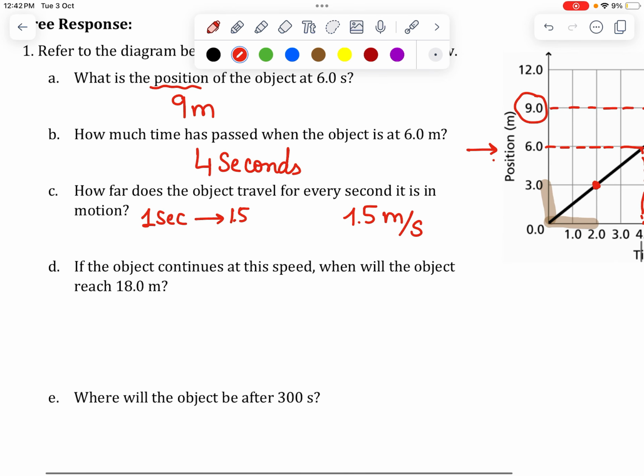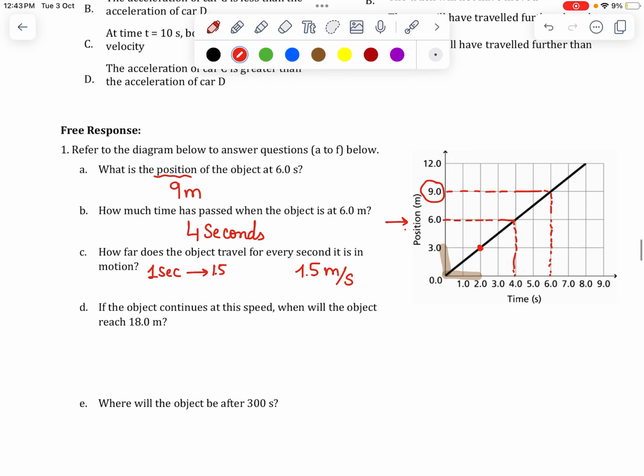If the object continues at this speed, question D. When will the object reach 18 meters? The same speed means he's having a speed equal to 1.5. When will the object reach 18? Actually on the graph, the maximum is 12, so the graph will not help me much.